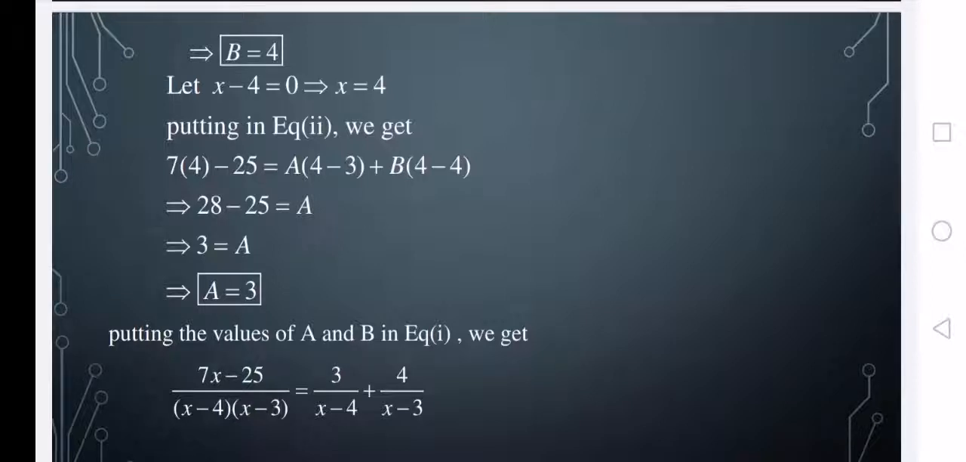Similarly, we will apply the zeros method over the other factor, which is x - 4. So let x - 4 is equal to 0. It will give us x is equal to 4. Putting in equation number 2, we just get 7 into 4 - 25 is equal to A into (4 - 3). It will give us A is equal to 3. Again putting the values of A and B in equation number 1, we just get (7x - 25) whole divided by (x - 4)(x - 3) is equal to 3 divided by (x - 4) plus 4 divided by (x - 3).